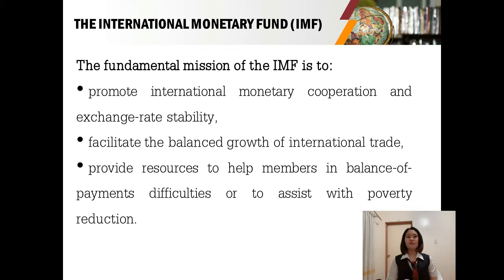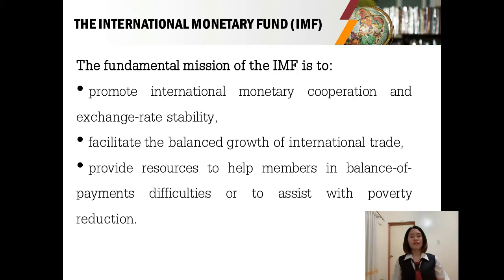The IMF began its financial operations on March 1, 1947, and out of 196 countries in the world, 189 are official members of the IMF. The 7 countries that are not IMF members are Cuba, East Timor, North Korea, Liechtenstein, Monaco, Taiwan, and Vatican City.